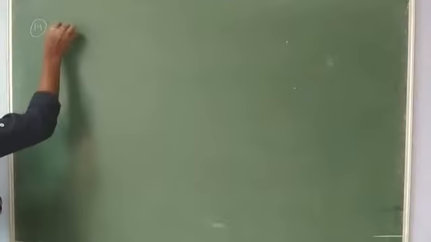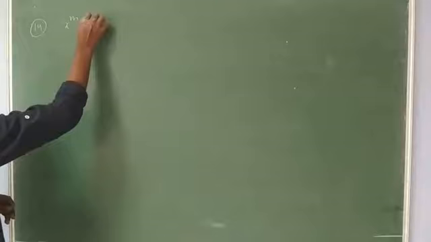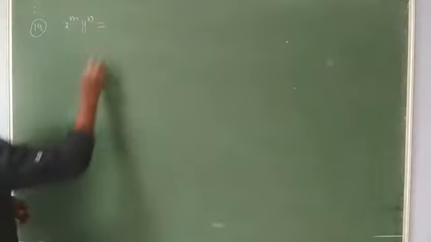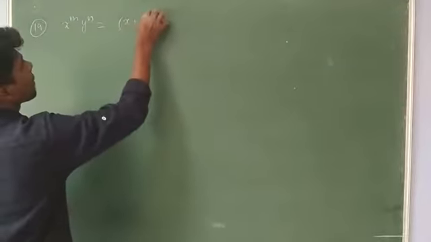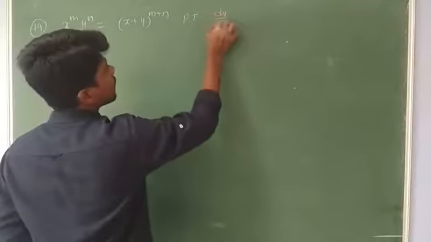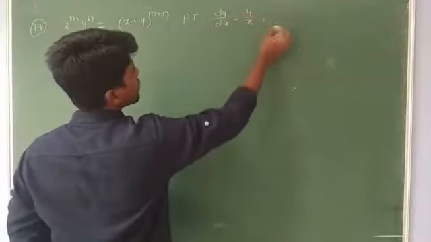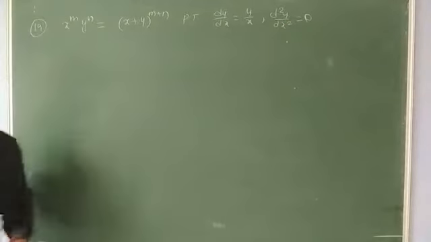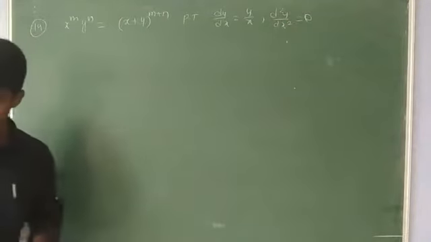The question given is, if x power m into y power n is equal to x plus y whole to the power of m plus n, prove that dy by dx is equal to y by x and d2y by dx square equal to 0. Two things they asked us to prove. Okay.